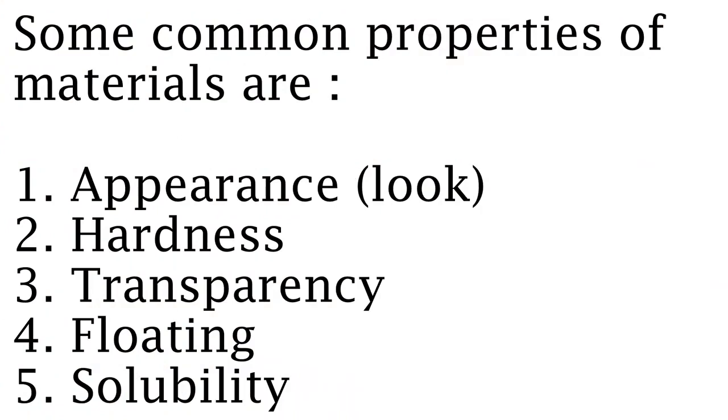Some common properties of materials are: number one, appearance. That is, how do they look? Number two, hardness. Number three, transparency. Number four, floating. Number five, solubility. In this chapter, we will be differentiating or grouping the objects around us on the basis of these five properties.